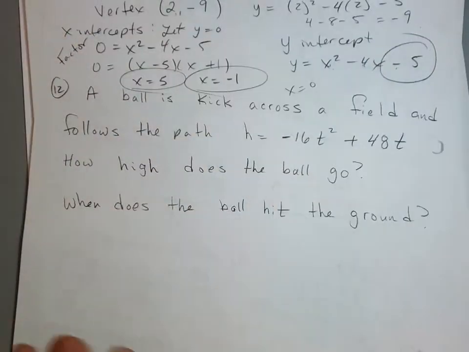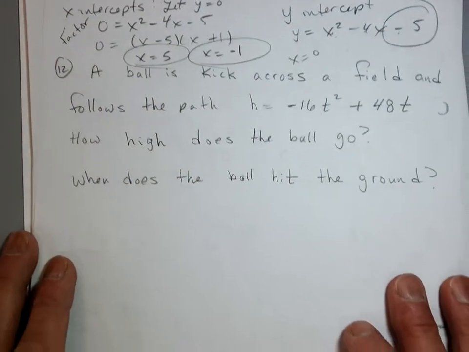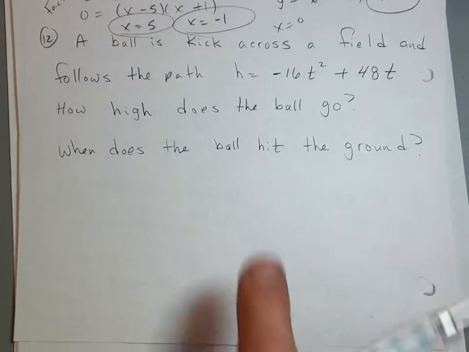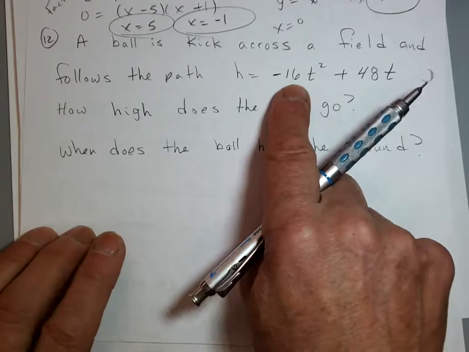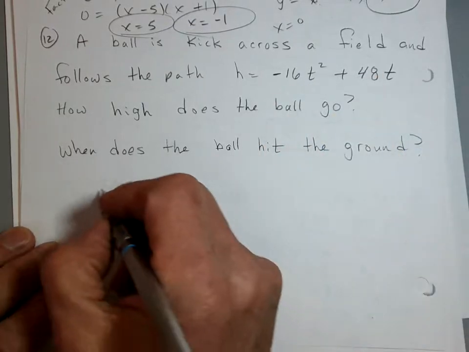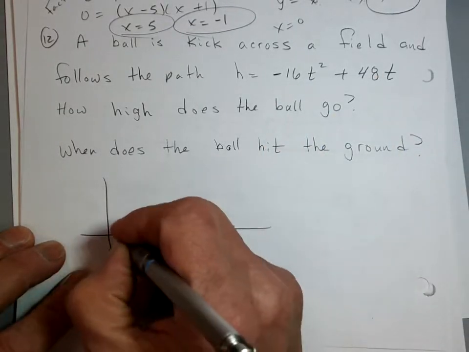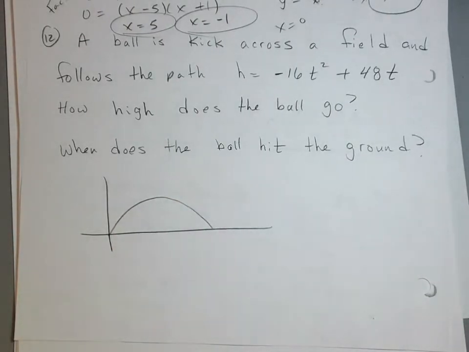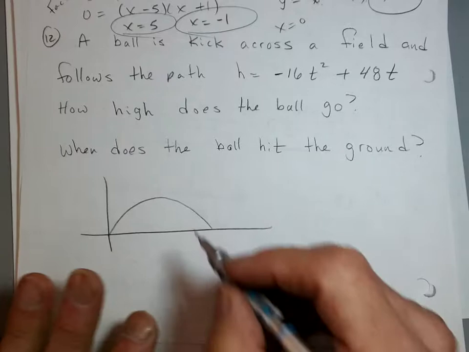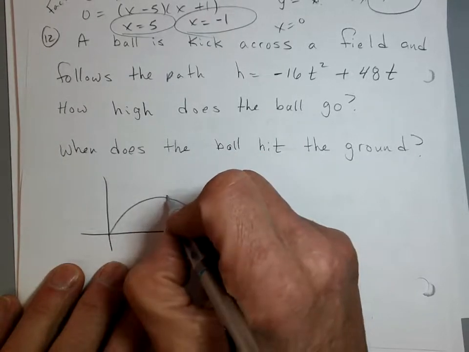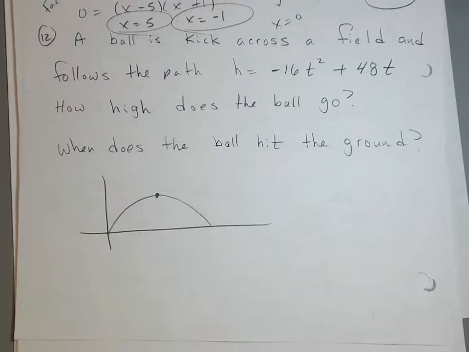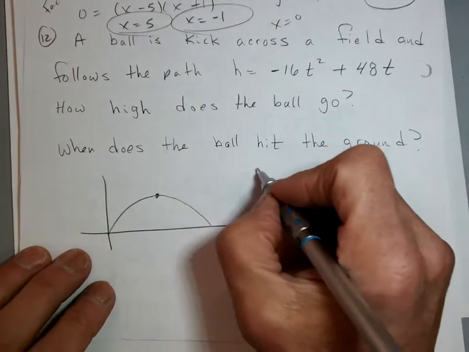All right, last one, number 12. A ball is kicked across the field and follows the path h equals negative 16t squared plus 48t. So it looks something like this, okay? A soccer ball. We want to find, first of all, how high does the ball go? So we want that point right there, which is the vertex. So we're going to find the vertex.